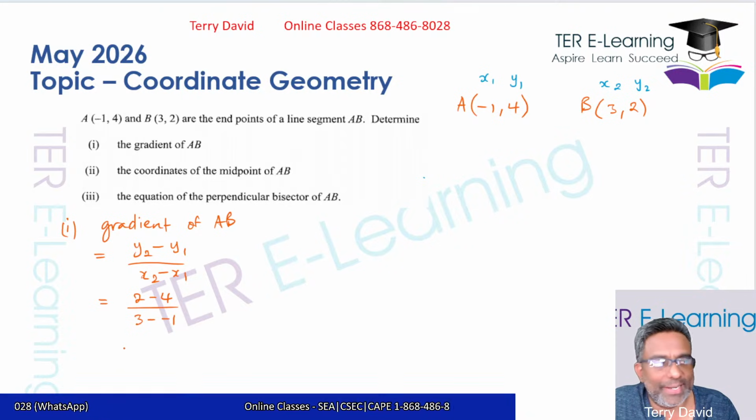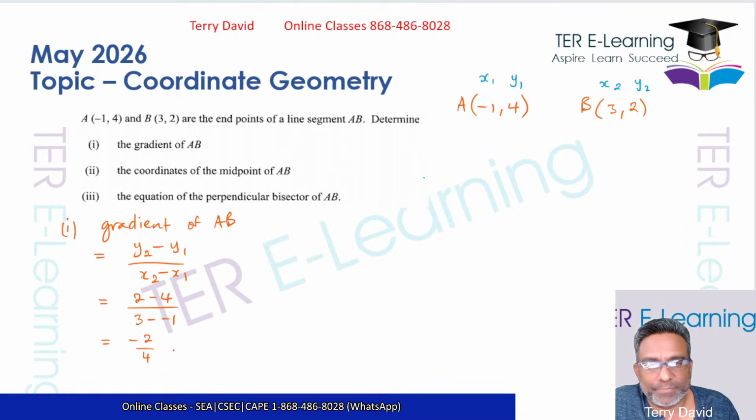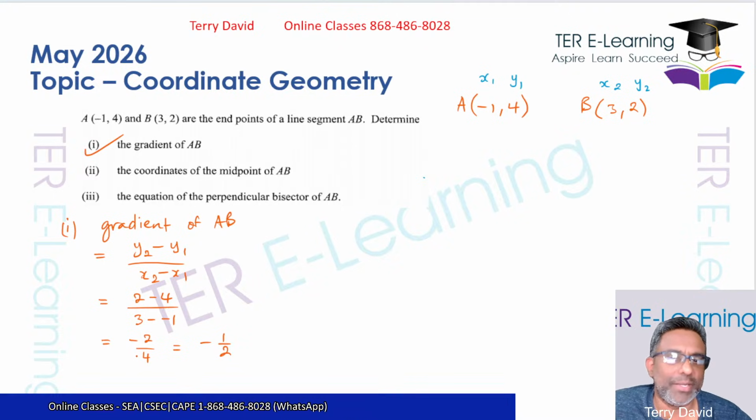So be careful with the negative signs for questions like these, right? So 2 minus 4 will give us minus 2. And 3 plus 1 will give us 4. So this is going to give us minus a half. Right? So that's going to be the gradient of the line AB. It's going to be minus a half.